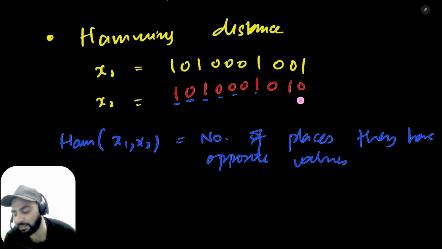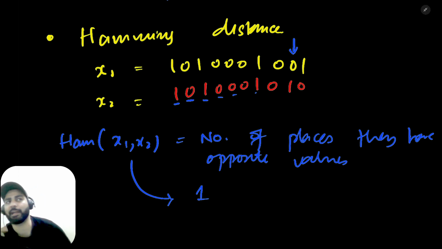So we say that the Hamming distance is 1 because only at a single bit, if you call them bits, they are disagreeing on the value. The whole of the rest is the same. So we'll say that the Hamming distance of x1 x2 is equal to 1 because they just disagree at one single point, one single feature. All the other features are the same.